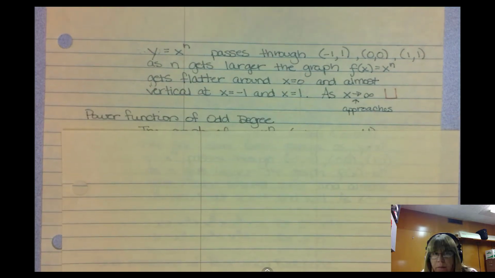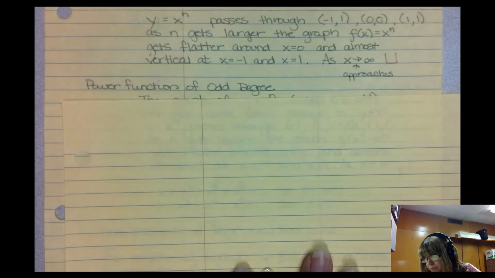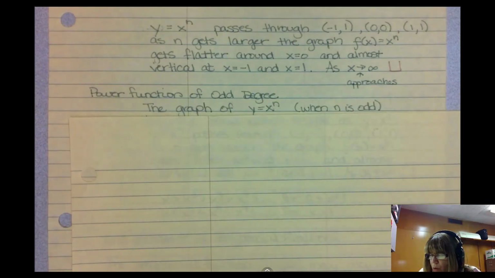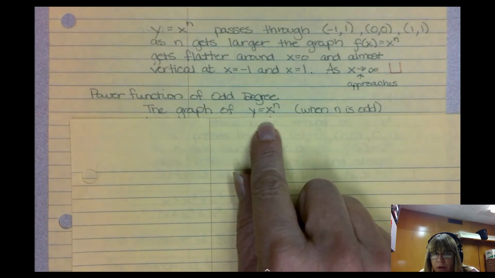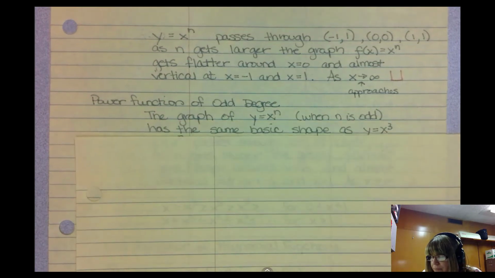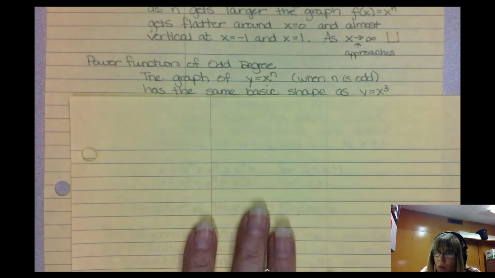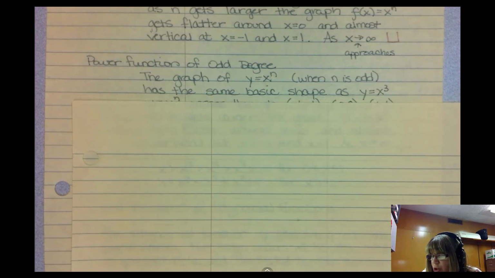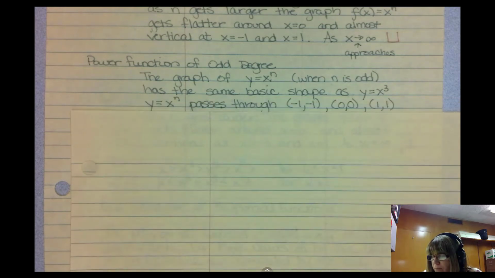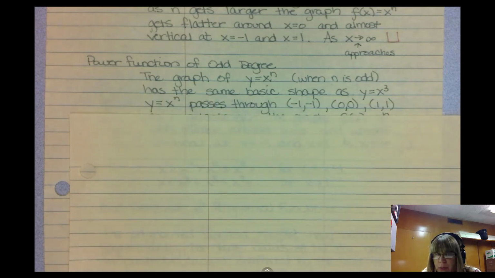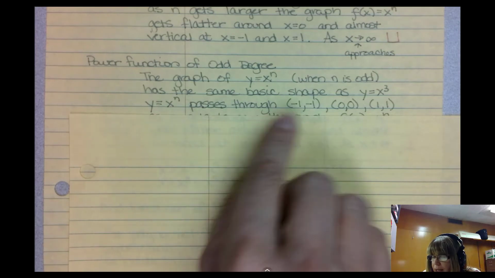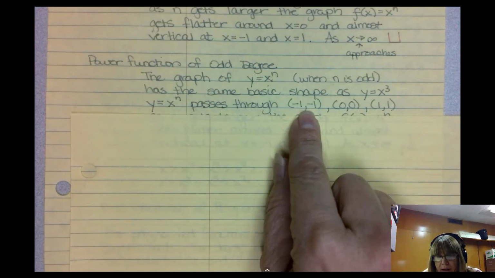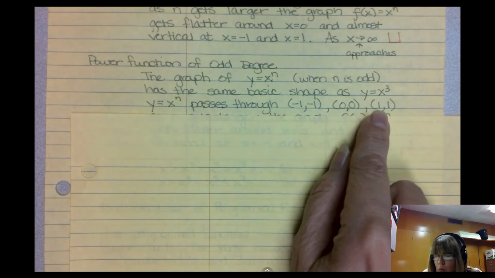Now let's talk about power functions for an odd degree. Now, the graph of y = x^n when n is odd has the same basic shape as y = x cubed. So it has the same basic shape as a cubic function. The function also passes through 3 points. Because n is odd, it will pass through (-1, -1), (0, 0), and (1, 1).